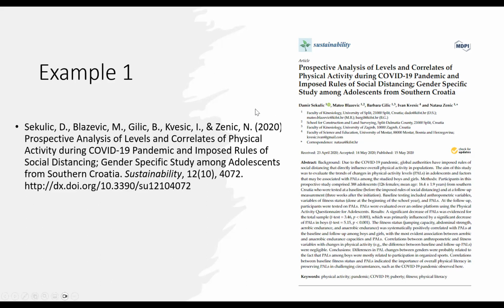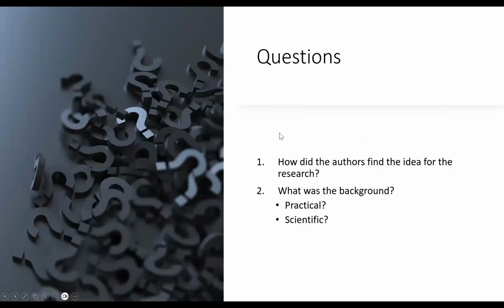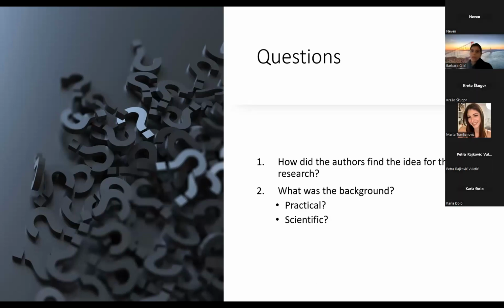So this first research, prospective analysis of levels and correlates of physical activity during the COVID-19 pandemic and imposed rules of social distancing. How did the authors find the idea for the research? Why is this so important at this moment? I will try to explain to you.